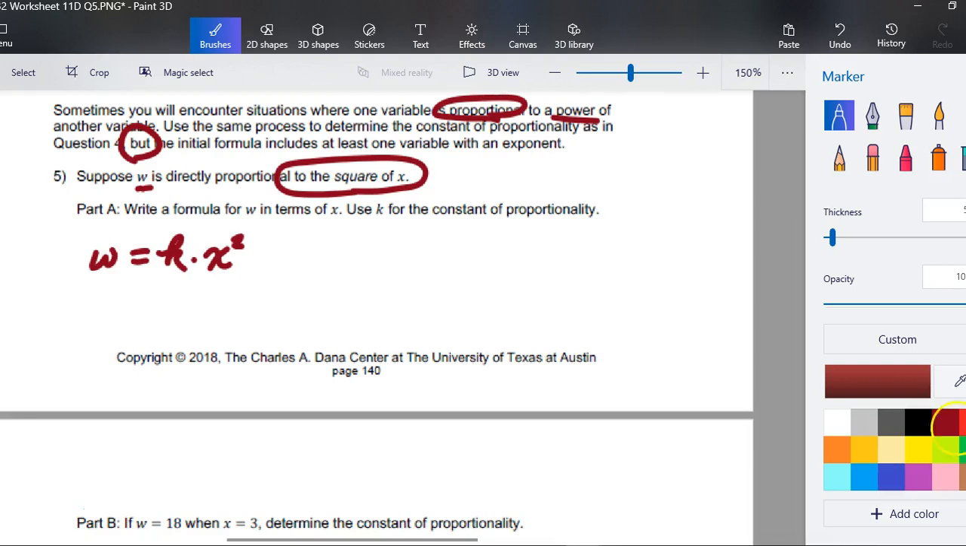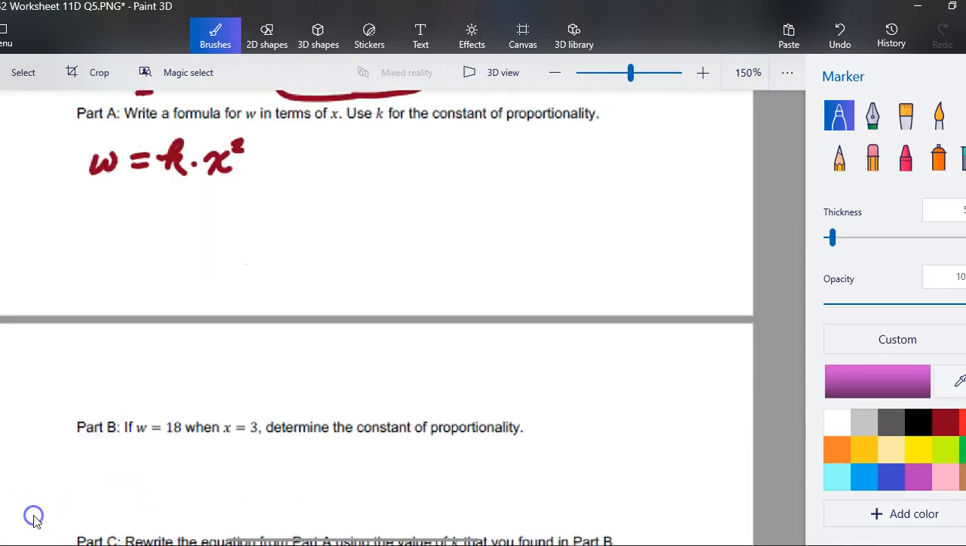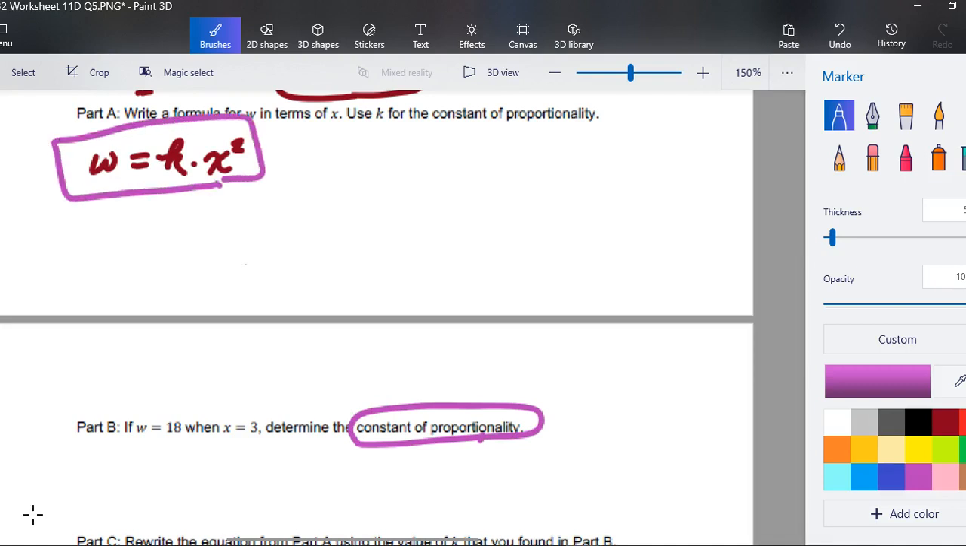Let me get me some more space to write. Part B says if W is 18 when x is 3, determine the constant of proportionality. So what we did just on our last question, we wrote the equation first, then we took our given and plugged it into our equation. So instead of W, I'm going to plug in the given of 18. K, I don't know, and I'm going to take x of 3 and plug it in.